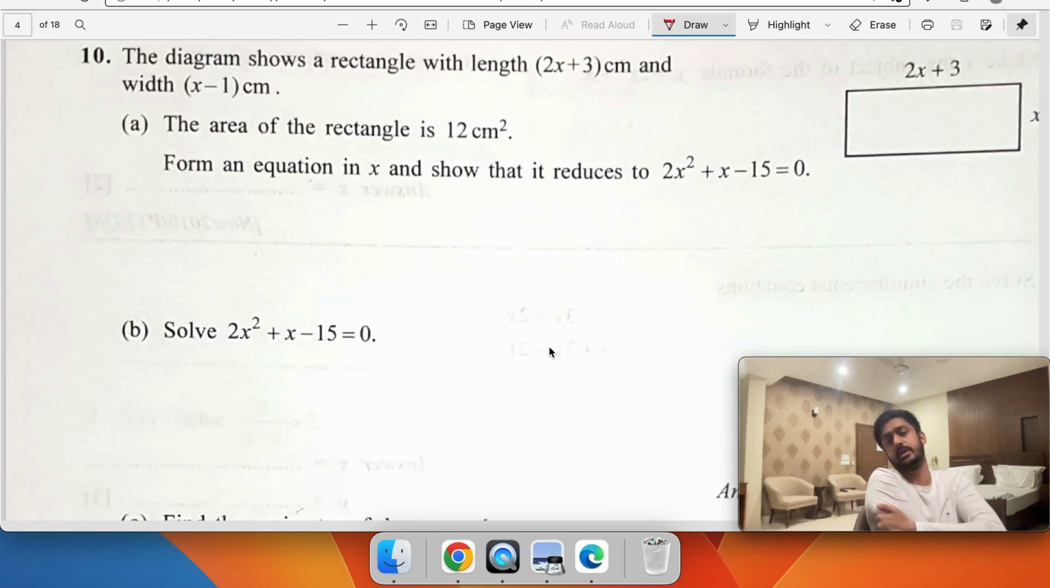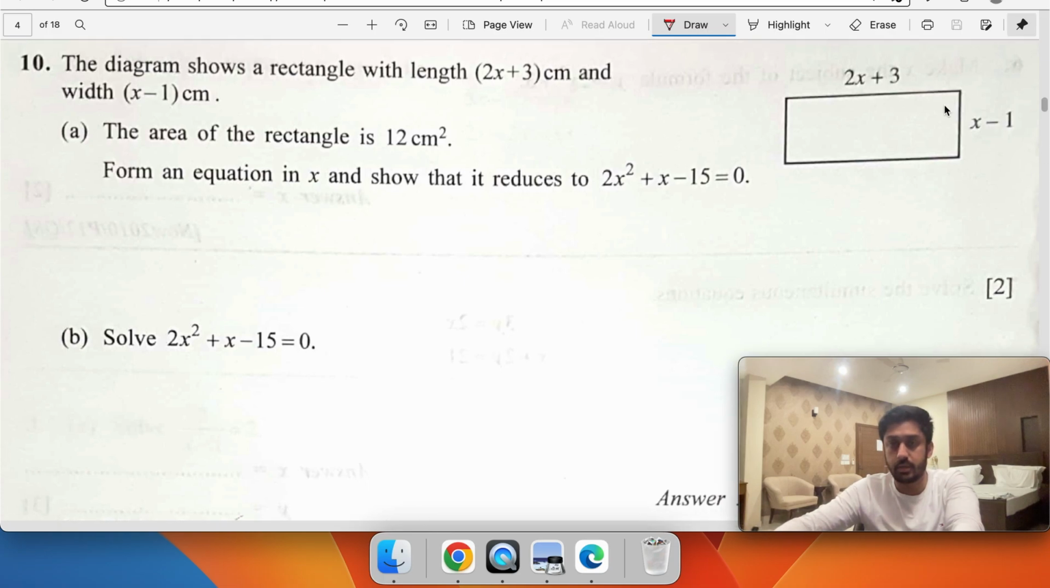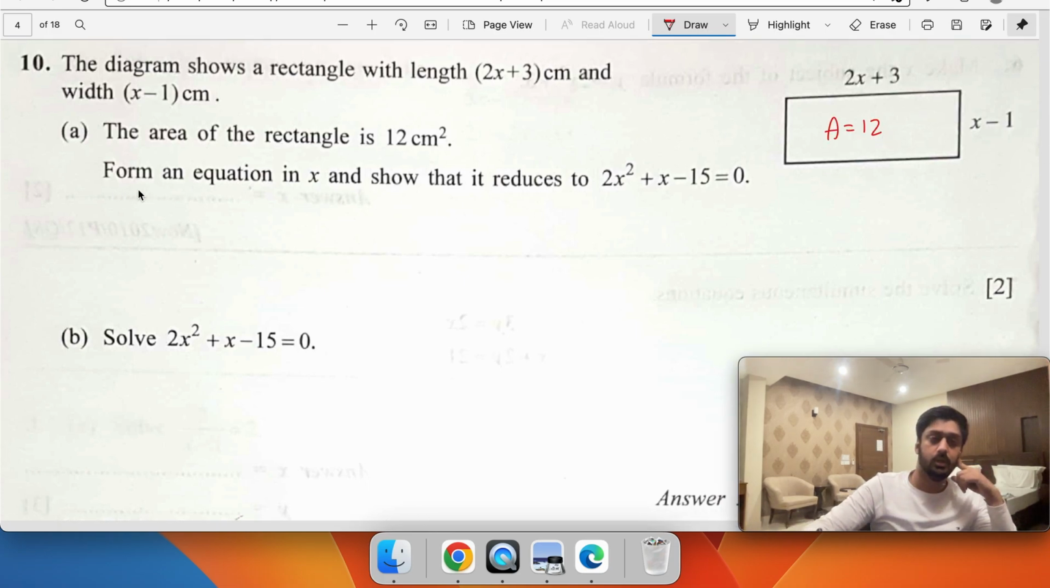The diagram shows a rectangle with length 2x plus 3 and width x minus 1. The area of the rectangle is 12 centimeters square. Okay, this is the rectangle. Length and width are given. Area is 12. Form an equation in x and show that it reduces to this.